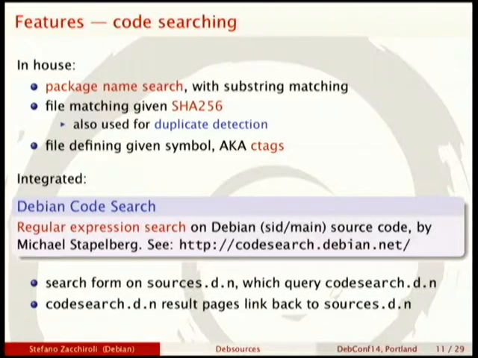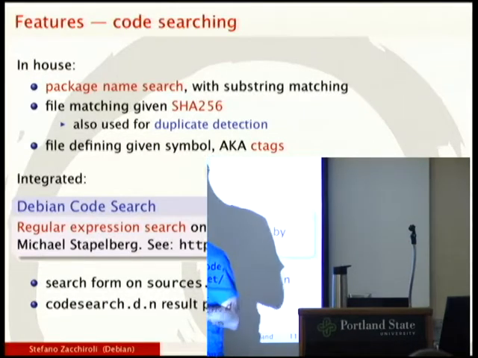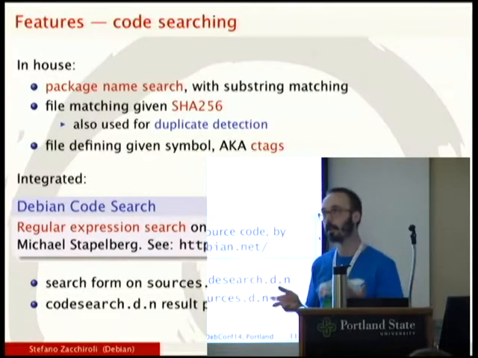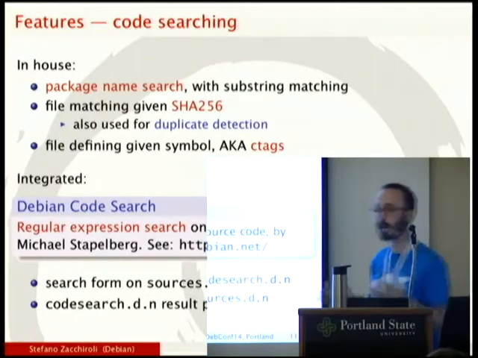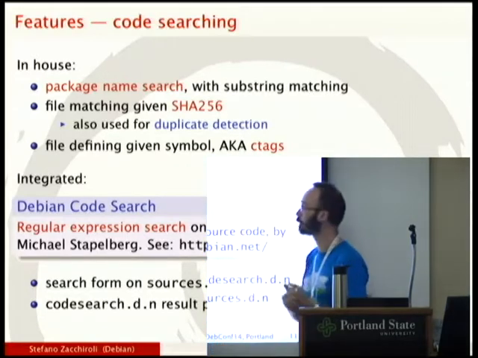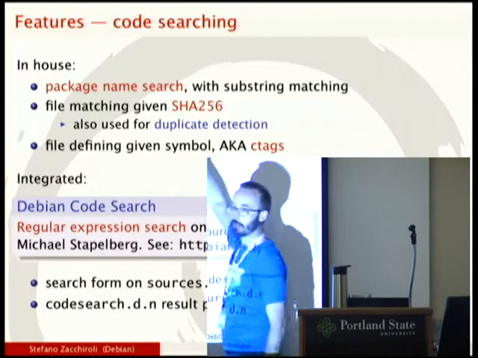And finally, we run ctags on every file we have in the database. So essentially, you can do searches like, tell me which file contains the function printf. That would be a very bad query, because you will end up having a lot of files containing, well, no, printf, not that many, but print, you will find many, many files defining a function called print. So we'll end up having a lot of packages. So this is the kind of searches we have integrated in-house.